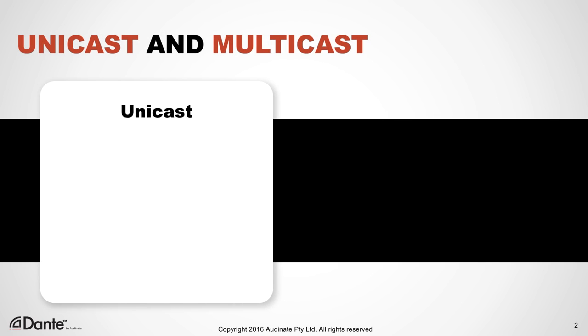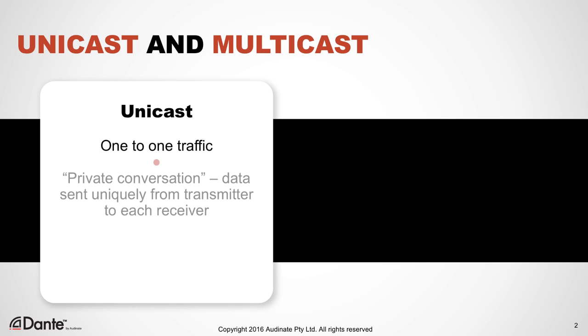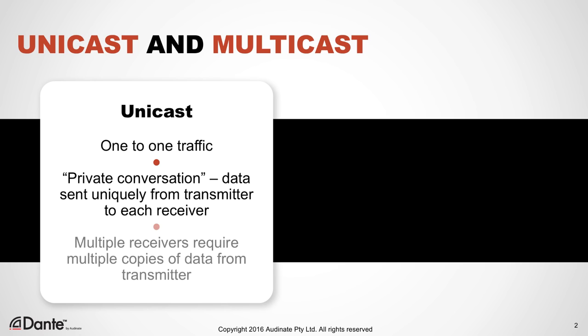In IP networking, unicast is a very common type of one-to-one traffic. Similar to a private conversation, data is sent uniquely from transmitter to receiver. No other devices see or process the traffic. If the transmitter needs to send the data to multiple receivers, it must duplicate that traffic for each one.